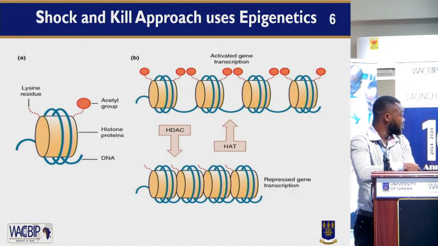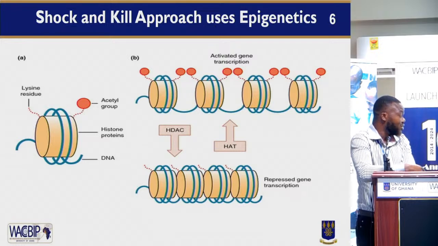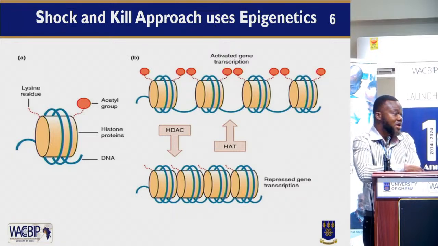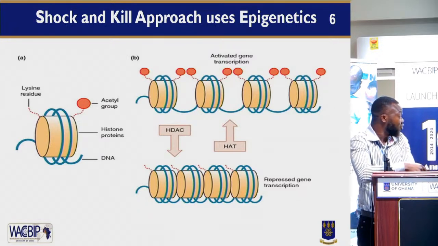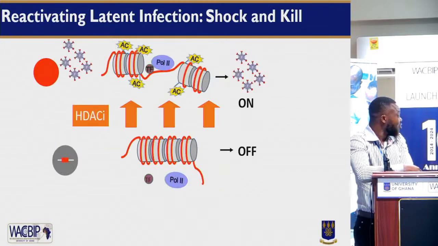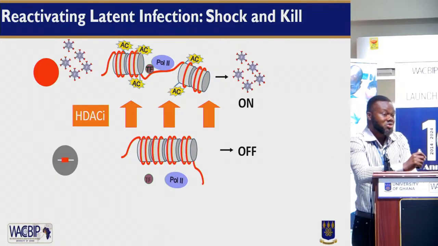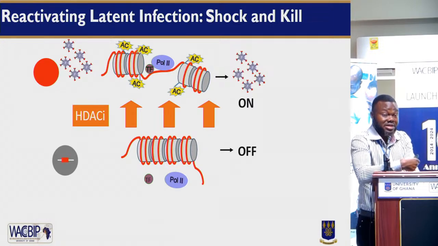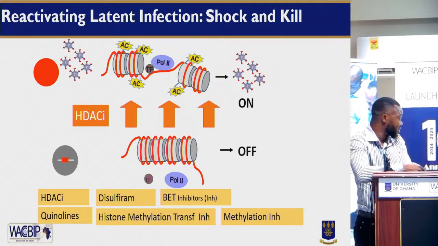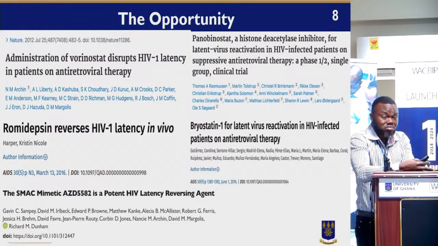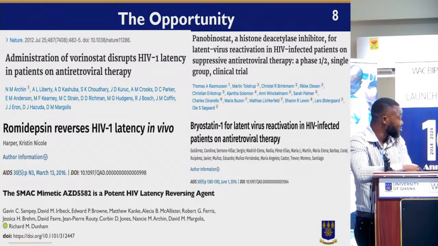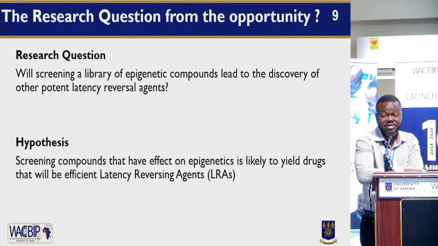We can see that the DNA is tightly wound around the histones, and when it is opened up, there will be transcription. Epigenetic compounds switch the gene on without it going off, so that the virus being transcribed can be cleared by the antiretroviral therapy. Examples are HDAC inhibitors that scientists have used, such as vorinostat, to try to find potent latency reversing agents.